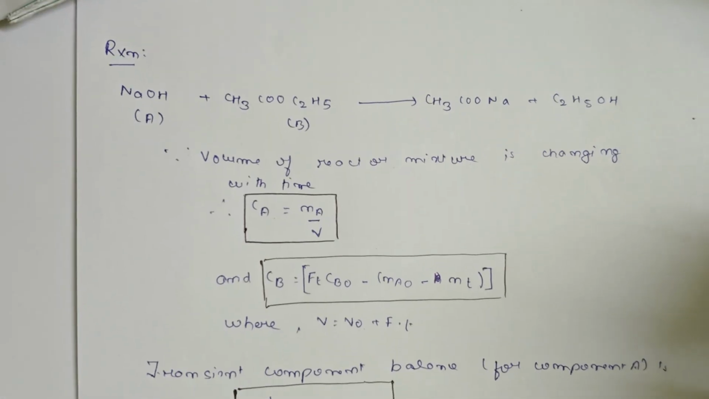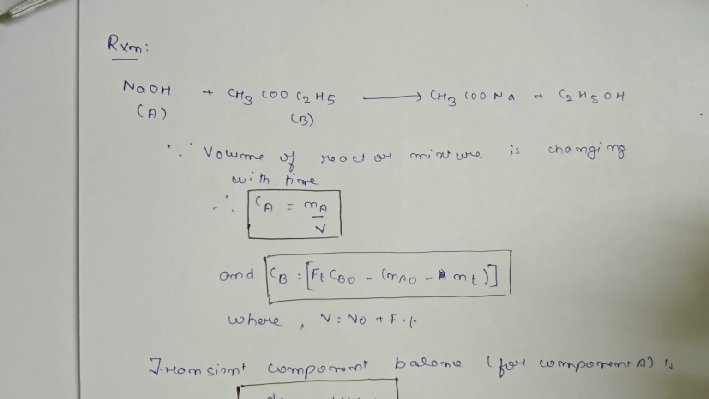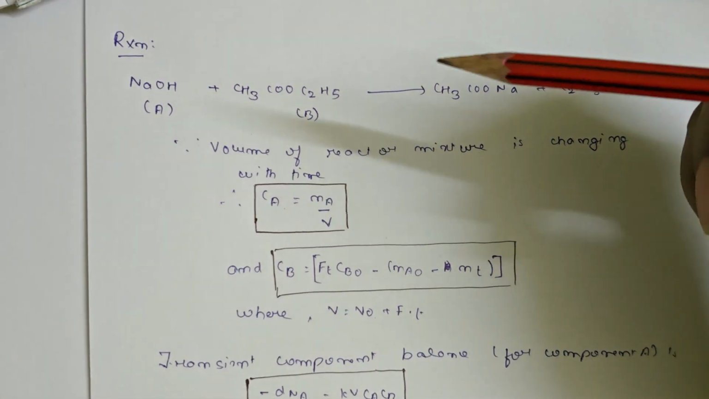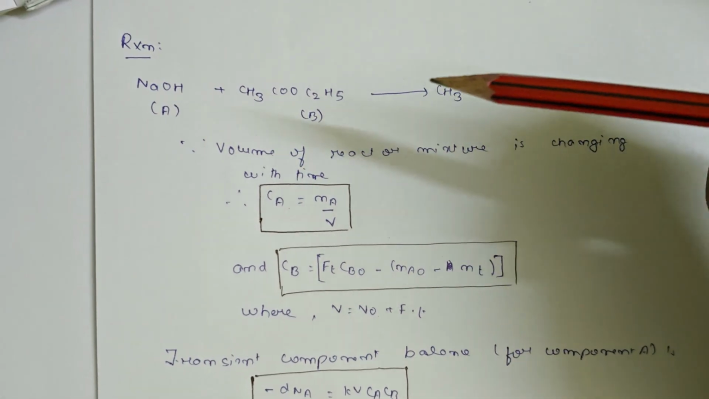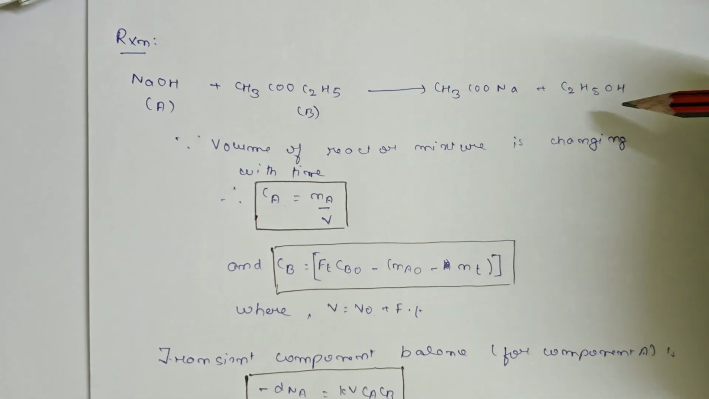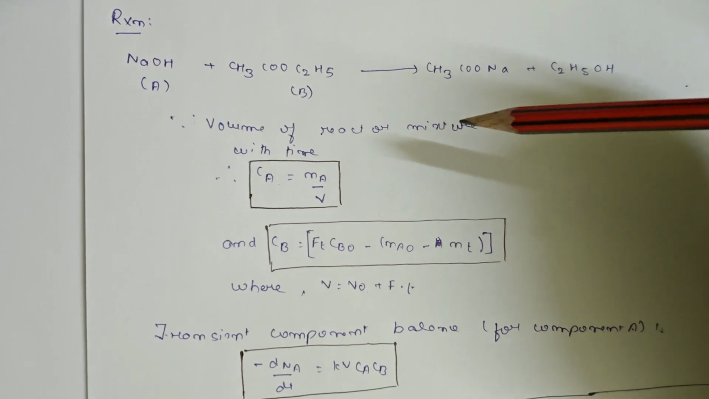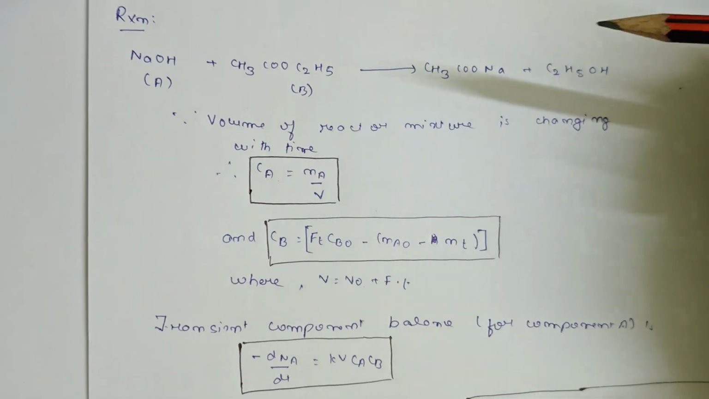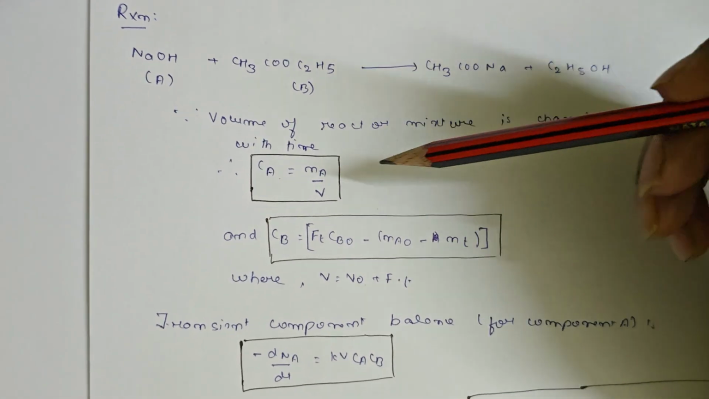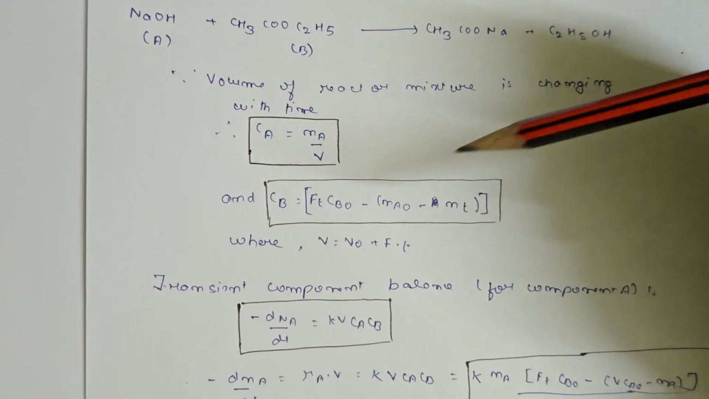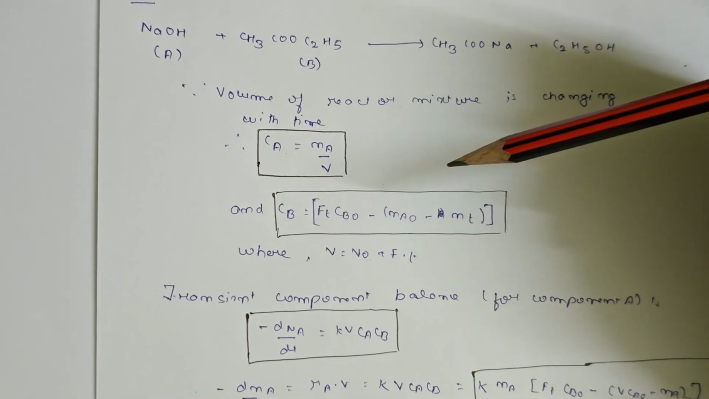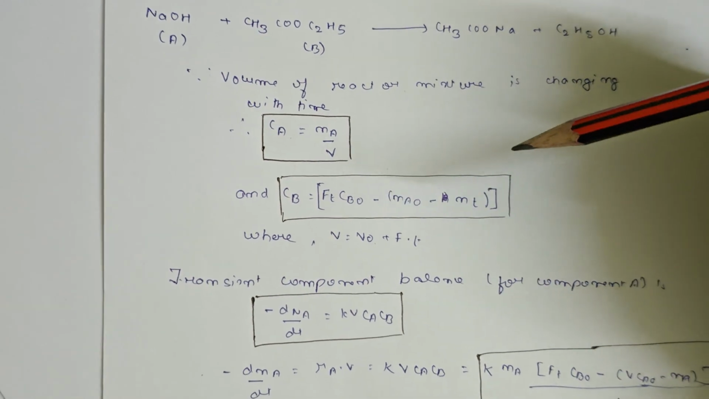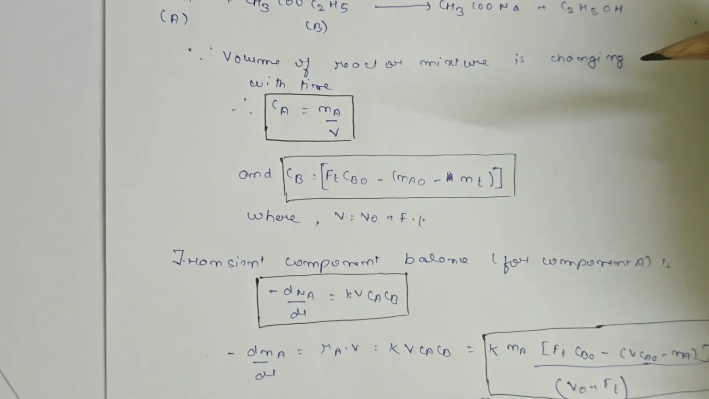Hello, myself Shobit Kumar Singh. I am going to explain the sample calculation of isothermal semi-batch reactor. First, we will see the reaction between NaOH and ethyl acetate, and here are the products of the reaction. Now, as we know, the volume of reactor mixture is changing with time. So, Ca will be moles of A divided by volume, and Cb will be Ft Cb naught minus Na naught minus Nt, where V is V naught plus Ft.